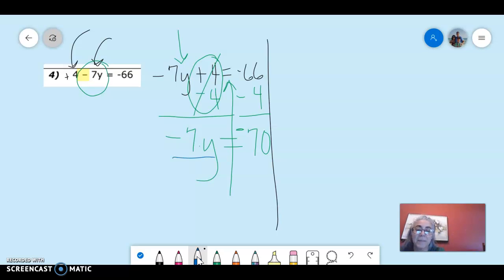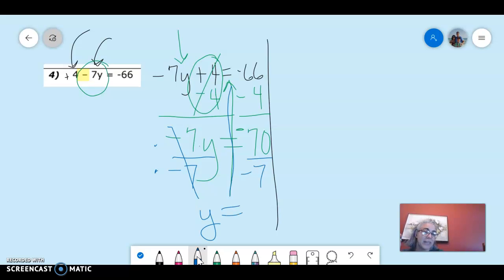So this time it happens to be a negative 7. And again, if I'm going to keep it equal, I'm going to divide the other side by a negative 7. A negative 7 divided by a negative 7 becomes a 1, a positive 1y, which is what we need. We have isolated our y, which is part of the solution process.